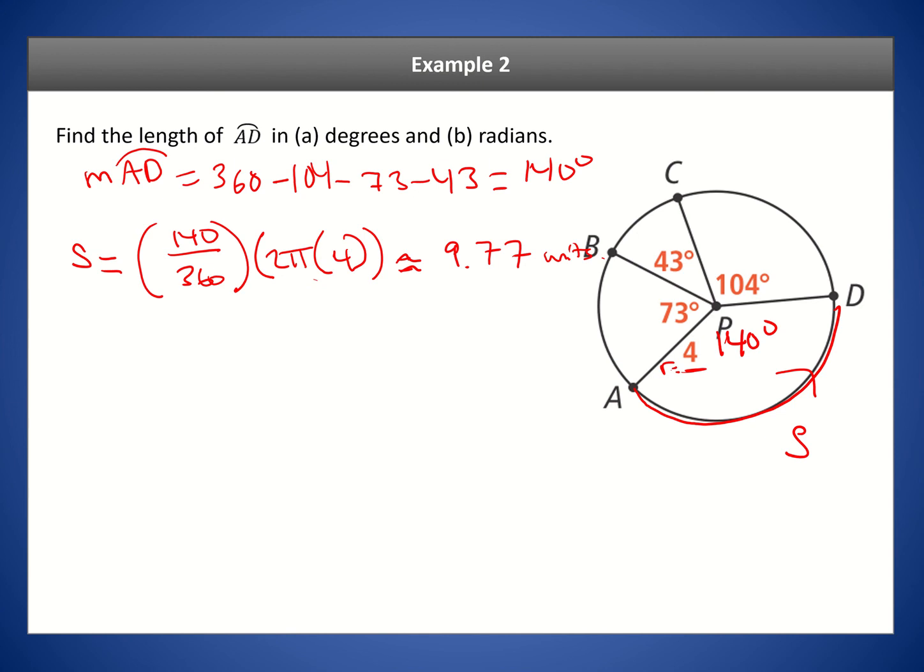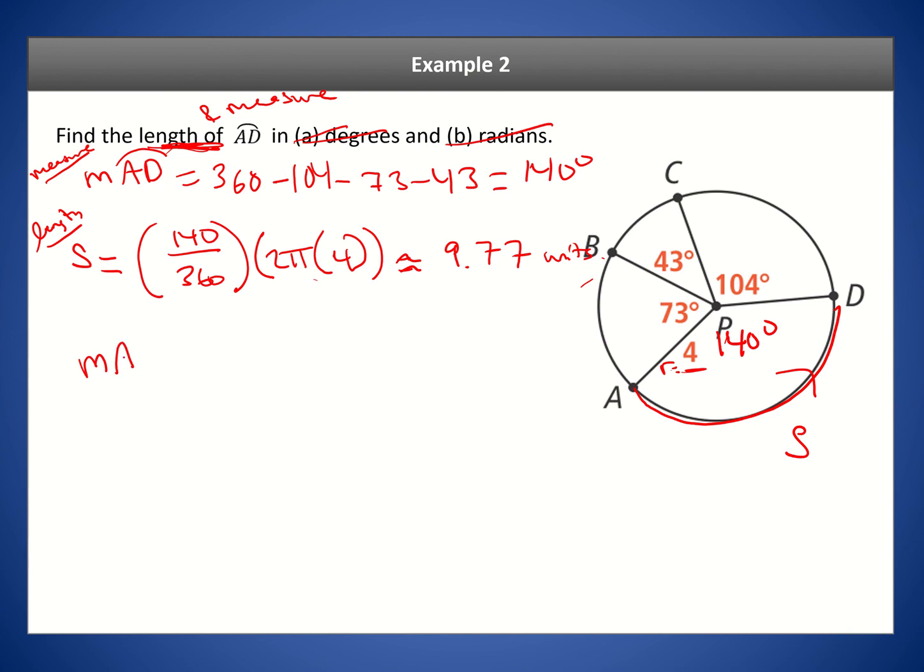They said the length here, not the measure, so this doesn't really make sense. It's not going to be in degrees and radians. But let's just say, for example, that they want us to do the length and the measure. Okay, so we'll do the length and the measure. So this is the measure, and then this is the length. All right, and then we'll convert the measure to radians so that we can practice.